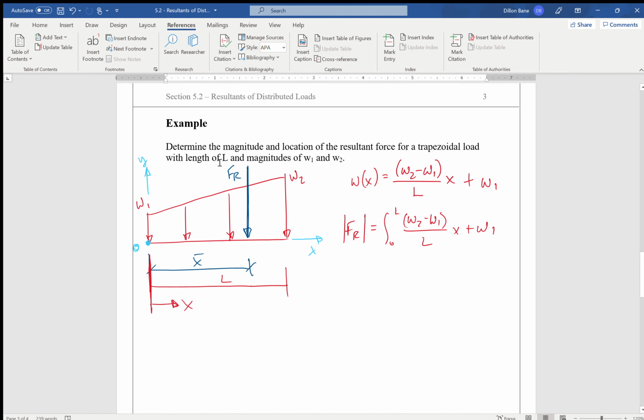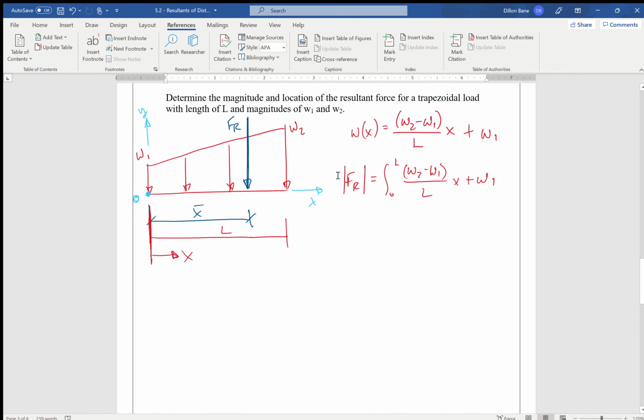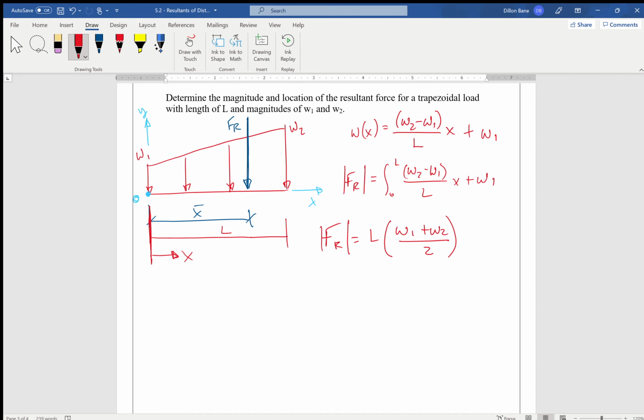I trust that you guys know how to perform the integration of this, but what we basically find is, I'm just going to write the answer here. The magnitude of this functional load comes out to L times (W1 plus W2) over 2. And for any of you geometry savvy guys out there, you know that this right here is just the equation for the area of a trapezoid. The way I like to look at this is it's just the average height of this trapezoid.